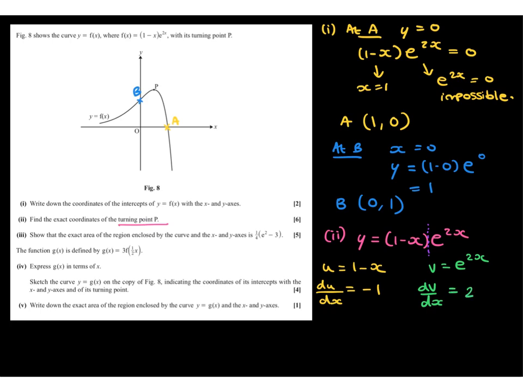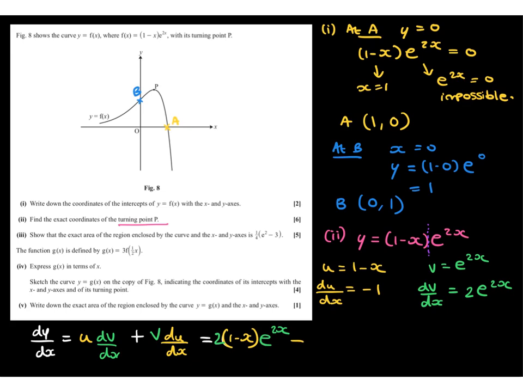Differentiate that, you get 2e to the 2x, and then remember that dy by dx is equal to u multiplied by dv by dx plus v multiplied by du by dx. So that then gives us 1 minus x multiplied by 2e to the 2x, and then minus e to the 2x.